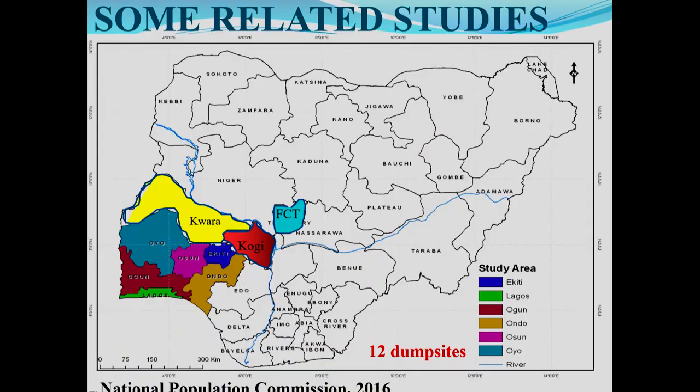Yes, so I've covered about 7 states in southwestern Nigeria, looking at the impact of open dump sites on soils, the geotechnical properties of soils, and groundwater, including FCT: 2 landfills specifically in FCT, and about 4 in Lagos, the most commercial state in Nigeria. So we have about 12 dump sites which I've looked at, and what is the summary of this result?